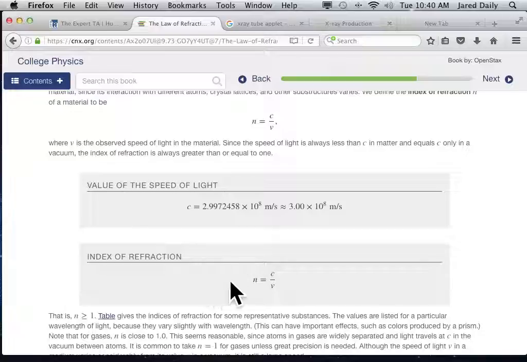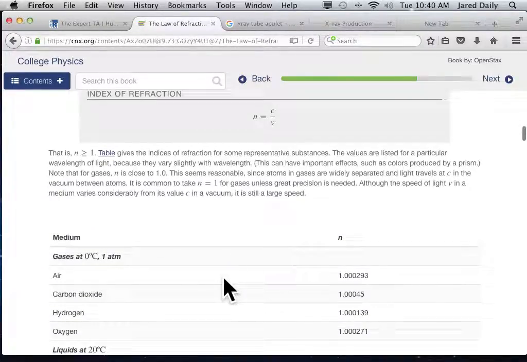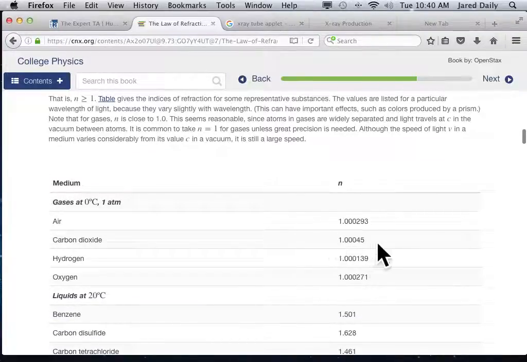All indices of refraction are 1 or greater. So the index of refraction for vacuum is 1. For air, it's just a little bit more than 1. Carbon dioxide a little bit more, hydrogen a little bit more. Oxygen, most gases are 1.00 something.